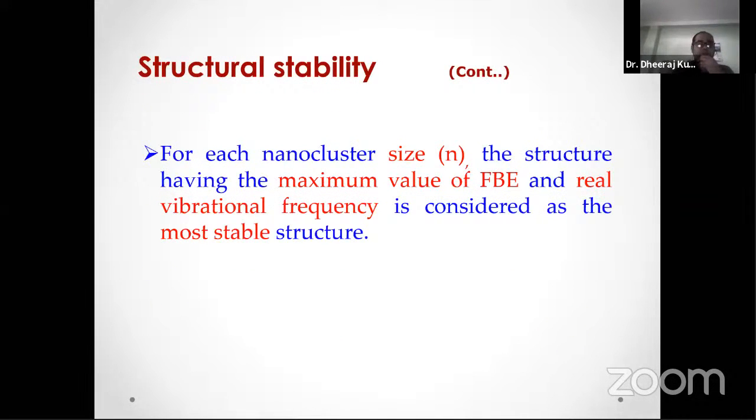So, each size, that is represented by N, is considered on the basis of final binding energy, but one parameter is also necessary, that is the real vibrational frequency. If any structure has a higher final binding energy, but its vibrational frequencies are imaginary, then that structure is considered as unstable. So real vibrational frequency must be a required condition for a stable structure. Next.